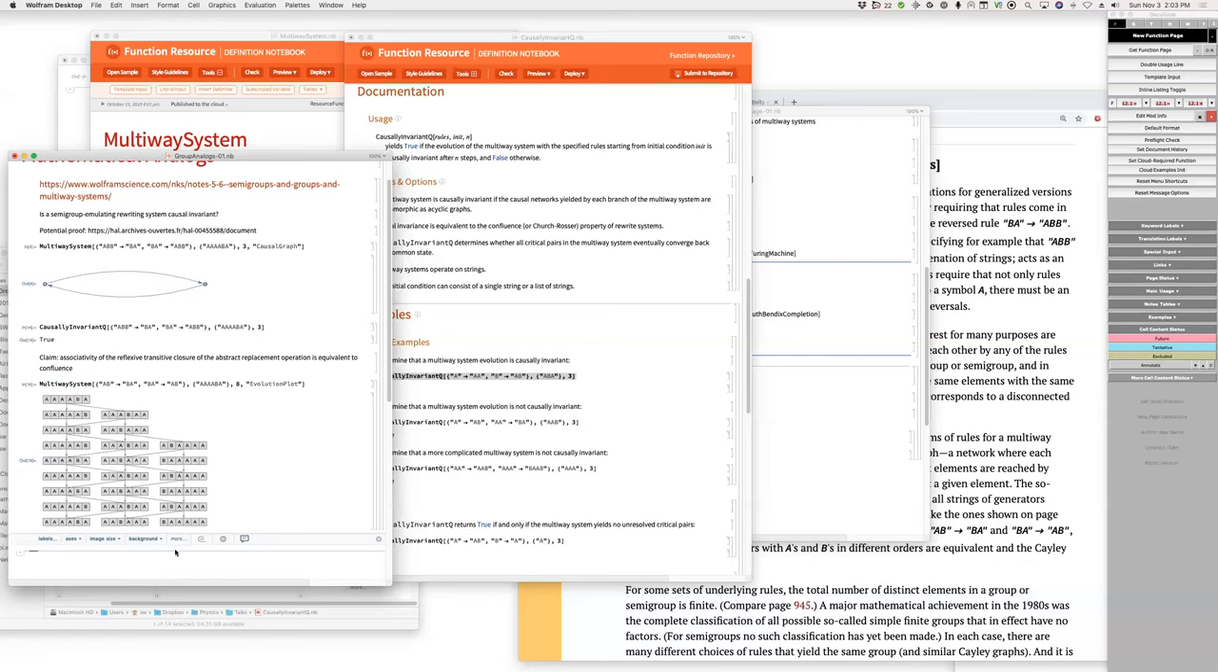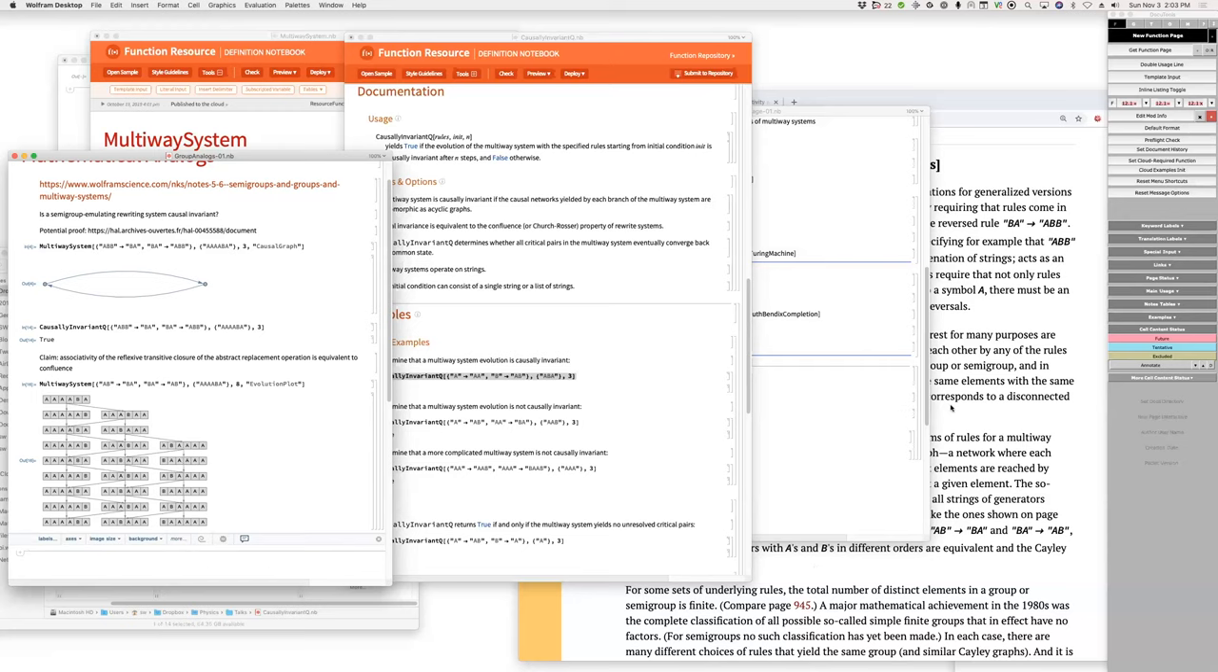So what property is this that we're now describing here? It's really a way of saying critical pair convergence. It's saying that if there are two states in that multiway system that can both be reached, then we can reach a common state from those two.